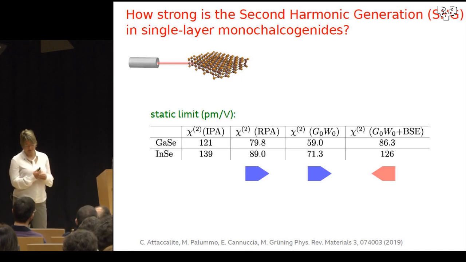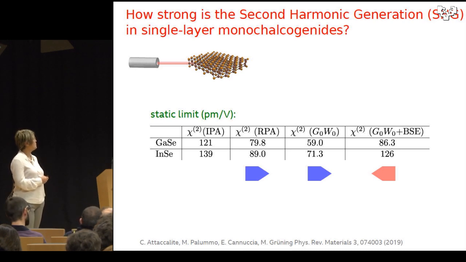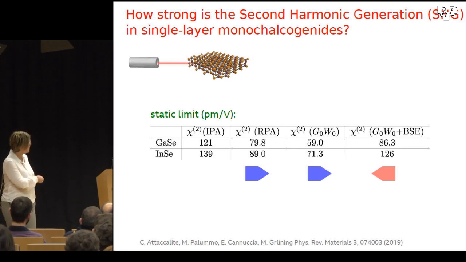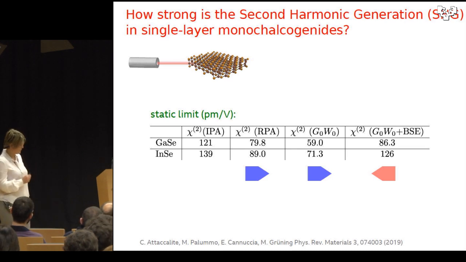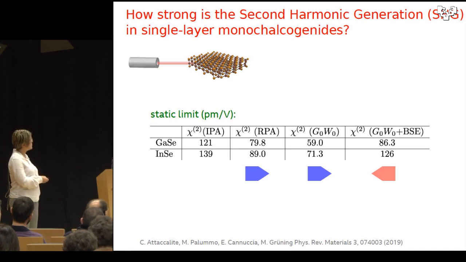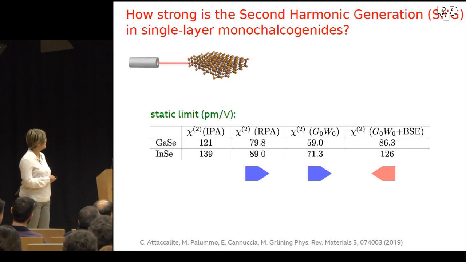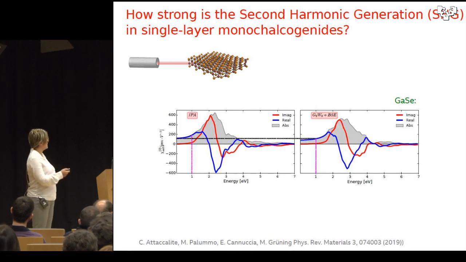However, we see that we get the same order of magnitude. We also see that there is not really a difference between the independent particle and the GW plus Bethe-Salpeter. In fact, when we add both the local field effect and the G0W0 corrections, we have a blue shift of the energy, which can correspond to a reduction of the intensity. And then when we just add this electron-hole attraction, we increase the intensity again, but still at the level of the independent particle.